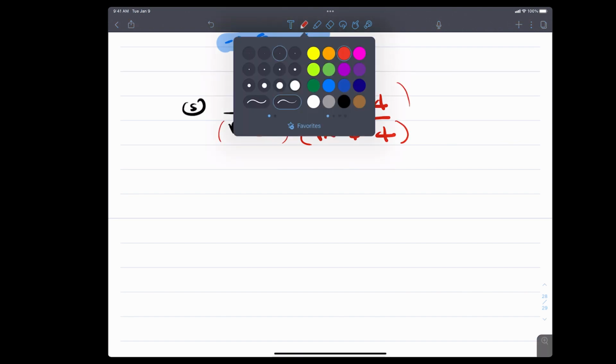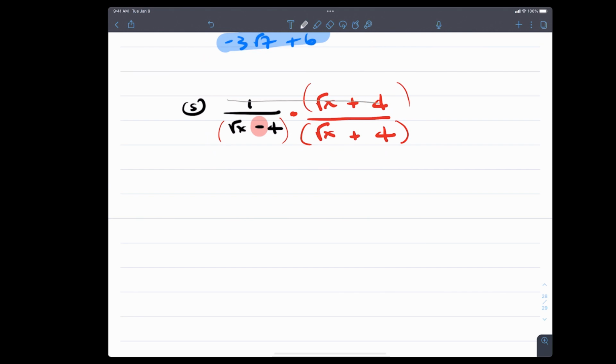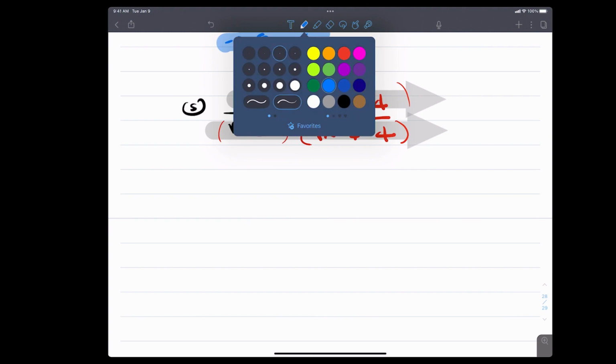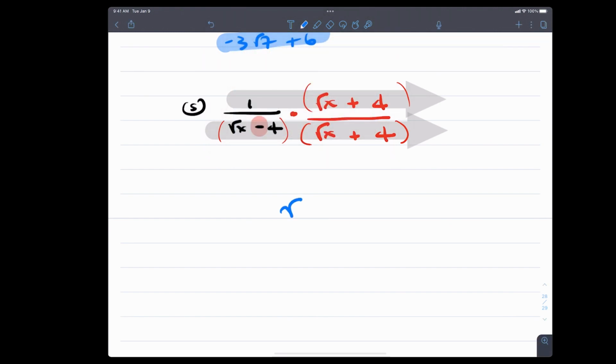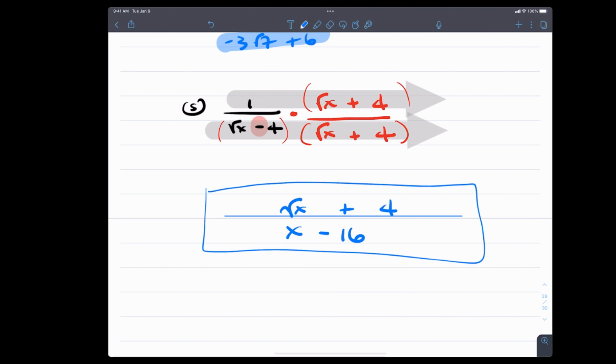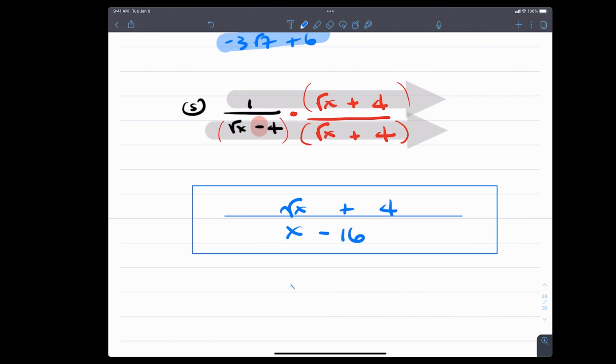Now, when you multiply across here, you get 1 times the radical square root of x plus 4, because 1 times anything is itself. And then what's the square root of x times square root of x? And then negative 4 times 4 again is going to be what? 16. And ladies and gentlemen, believe it or not, you're done. There's no radical in the bottom.